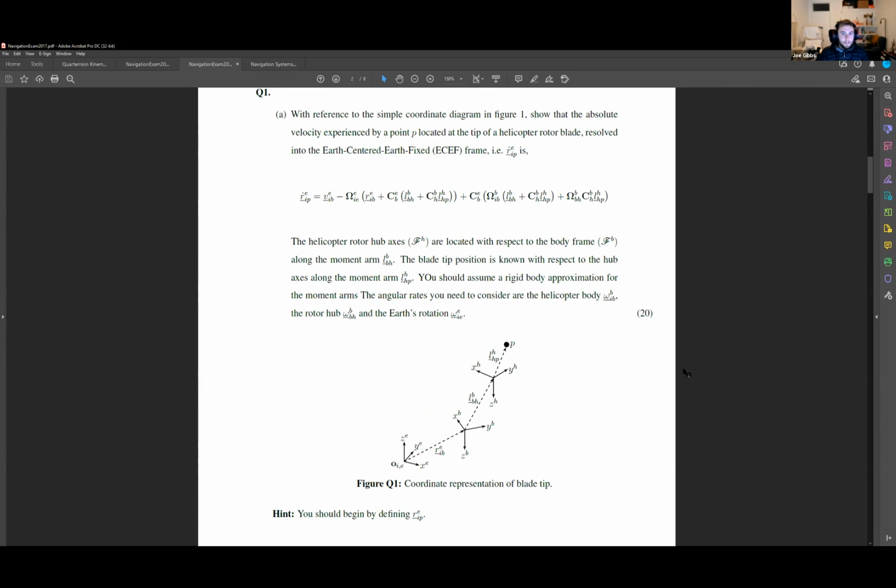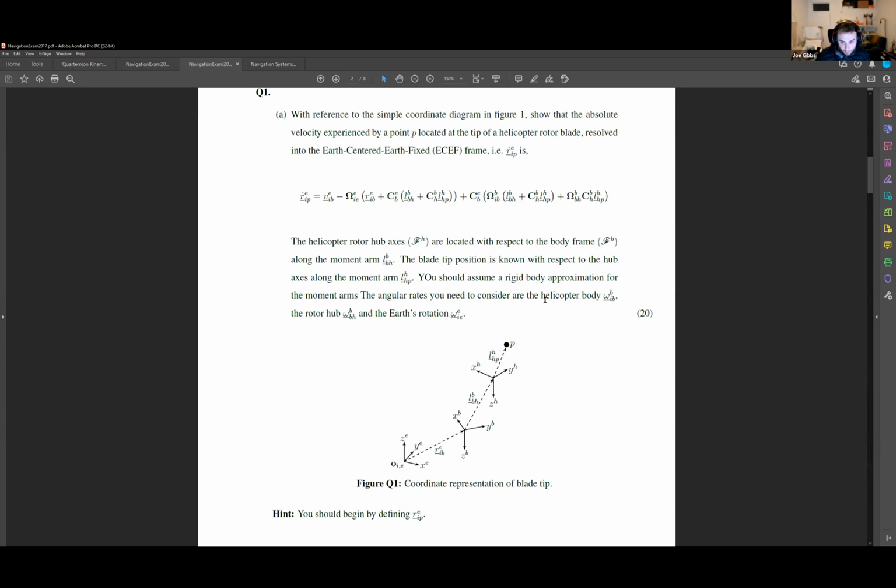Okay, so it's with reference to the simple coordinate system diagram in figure 1. So the inertial Earth frame is at the bottom, then the body frame, which is the helicopter, and the rotor hub, which is H. That's the center part of the hub where the blades are rotating around, and then P, which is the point on the blade tip. So we need to show that the absolute velocity experienced by point P is this horrible equation down here, given all these frames and the moment arms between them, these L values.